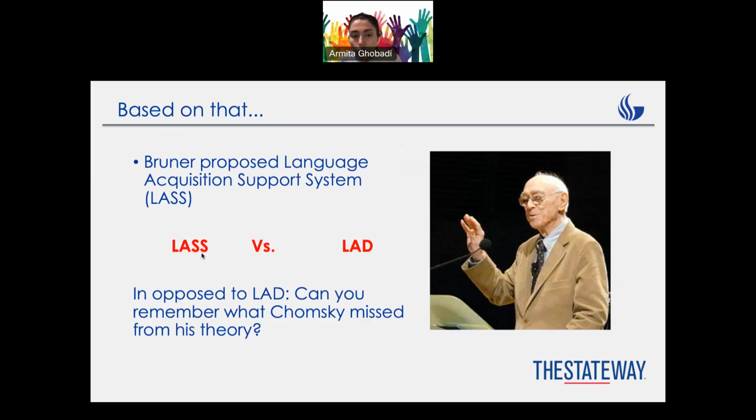Again, go back to Chomsky. The main argument against Chomsky was that he didn't consider environment that much. He said that yes, there is going to be environment, but he didn't explain how environment interacts with LAD. But in Bruner's theory, LASS, he actually mentioned different criteria for the environment. He also considered biology as well.